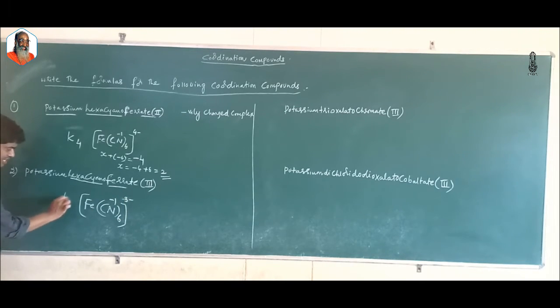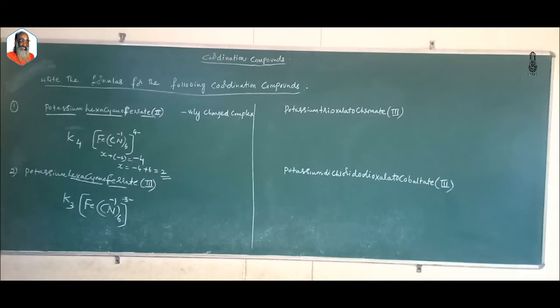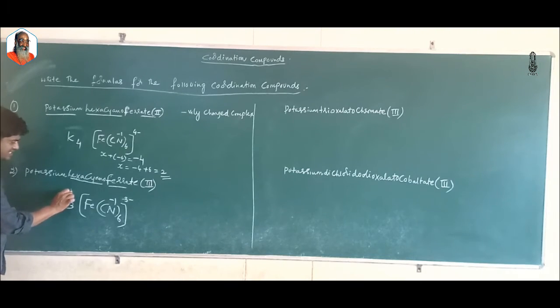And there is a potassium ion outside the coordination sphere. So if it is 3 minus, definitely there should be 3 potassium ions. Each potassium ion carries a charge of +1 into 3, +3, to balance the charge on the cations. We write the same number with opposite sign.